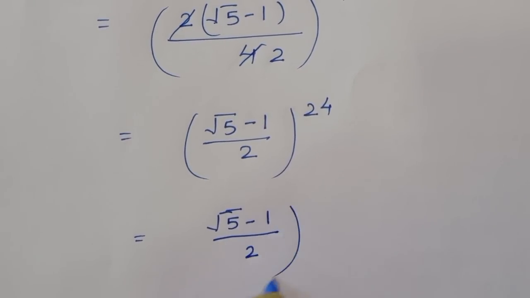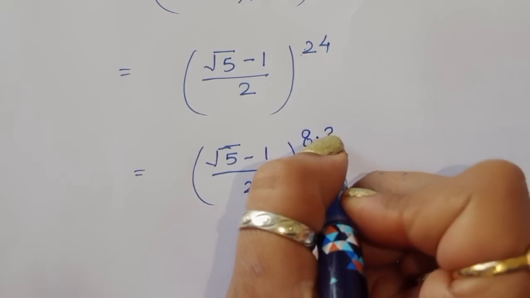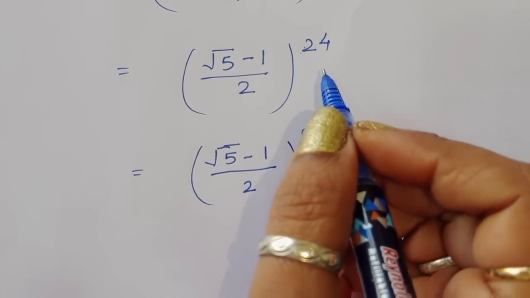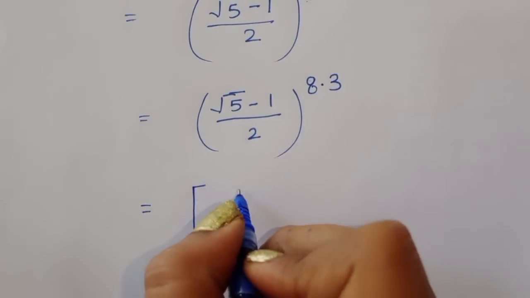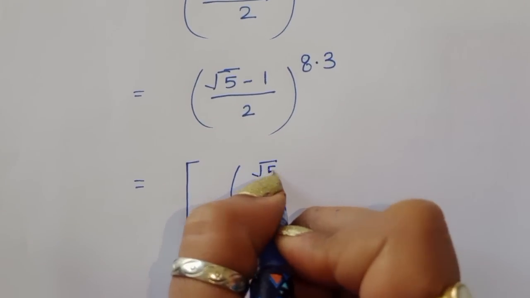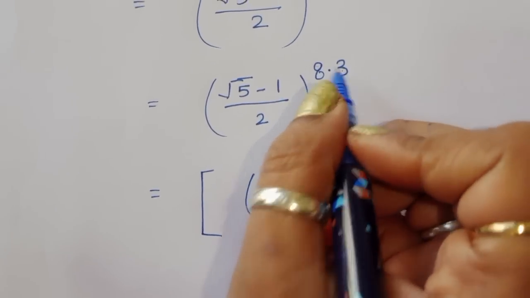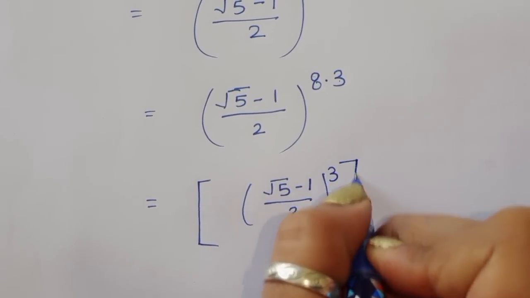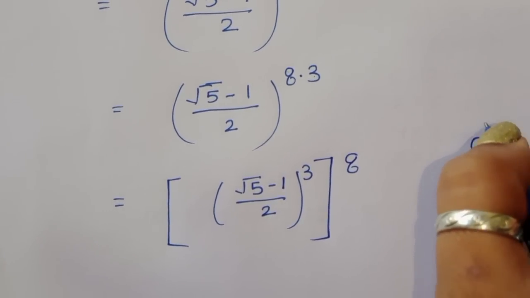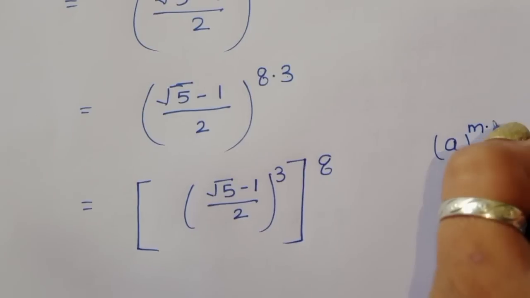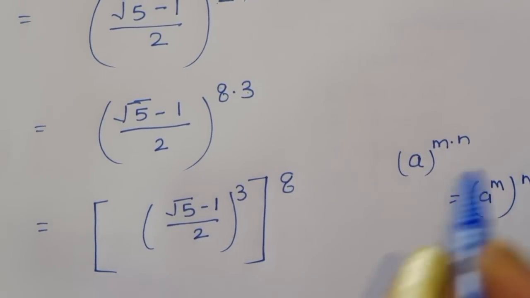Now we can do one thing: square root of 5 minus 1 divided by 2, power 24. This power we can write in the form of 8 times 3, since 8 threes are 24. So it is equal to square root of 5 minus 1 divided by 2, power 3, whole power 8. Because we know the formula a power m times n is equal to a power m, whole power n, we are using this formula here.